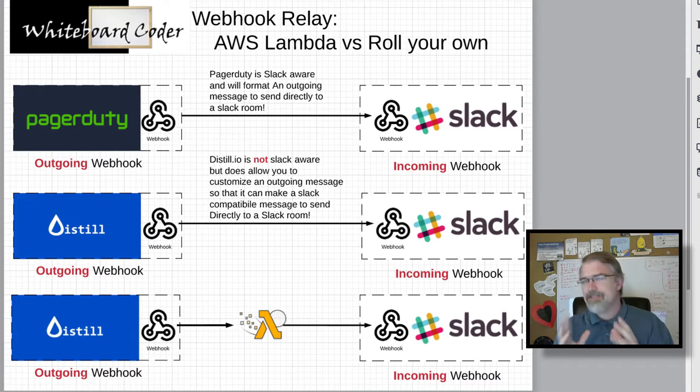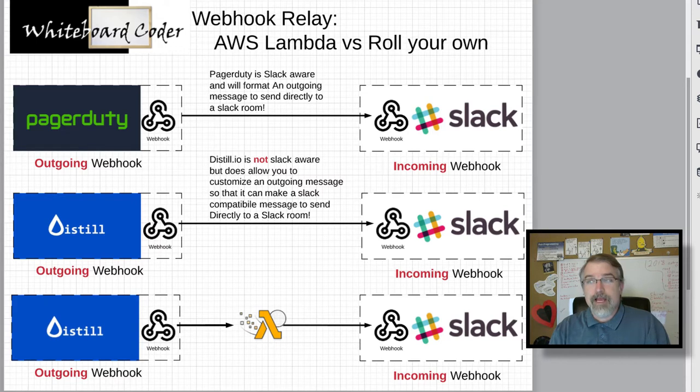it has a customizable outgoing webhook, and it's actually done in such a way that you can tweak it enough to get a Slack message to work. It's not Slack aware, it doesn't do it for you, you have to tweak it yourself. And it doesn't give you endless possibilities, but it gives you enough where you can actually tweak it and customize it to actually make a Slack message. But Distilio does nothing special for you, where PagerDuty does. And there may be other services out there like that.